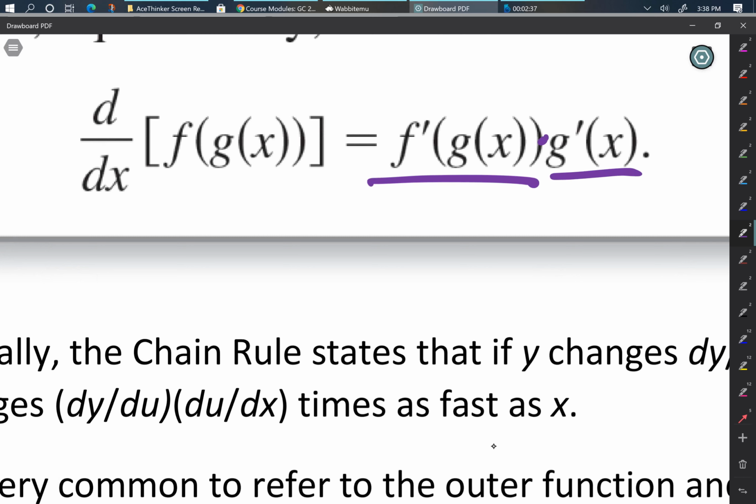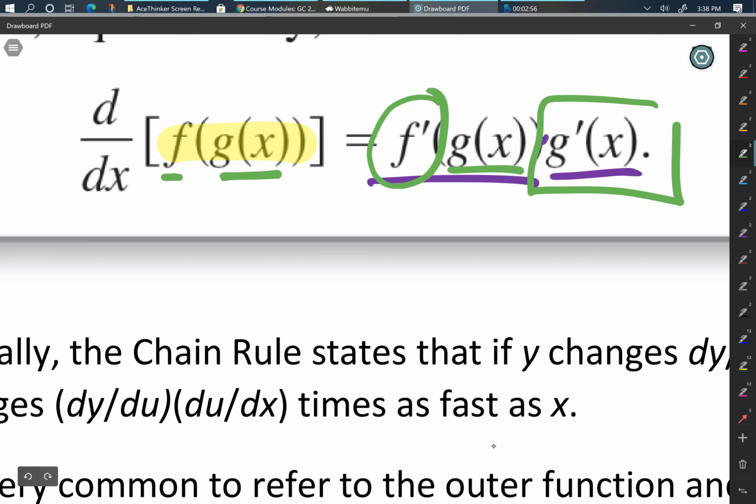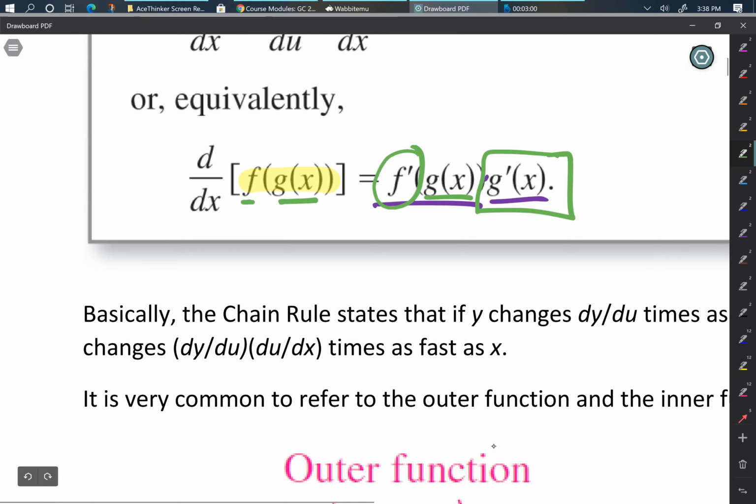So we need to be able to do this correctly. We need to be able to look at this and say, I know which piece is g of x and I know which piece is f of x, because I have to take the derivative of plain old f, not f of g, plain old f, leave g of x alone, and then multiply that answer by the derivative of the inside, that is g prime.